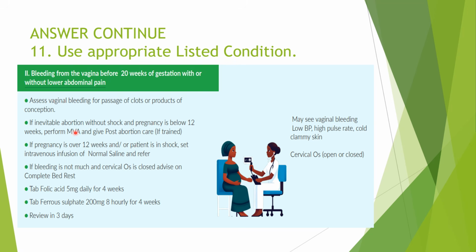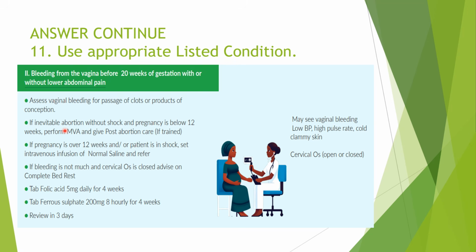So if it is inevitable abortion without shock and pregnancy is below 12 weeks, perform manual vacuum aspiration and give post-abortion care if trained. So this one requires that a manual vacuum aspiration be performed. If you start seeing product of conception, like you see tissue, you see some part of the flesh, you see the hand coming out.